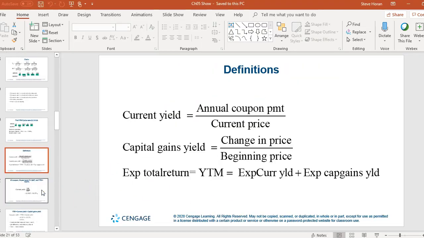Okay, so bonds have yield. Obviously, an investor buys a bond for yield. There's two components to the yield. There's the current yield, a very simple formula: annual coupon payment divided by the current price. And the capital gain yield is change in price divided by beginning price. So expected return is the YTM, and the YTM is made up of two components, expected current yield and expected capital gains yield. Again, these are really easy formulas. Just make a note of the yield formulas on slide 21. Jot these down in a notebook so you have them near you during your chapter also.